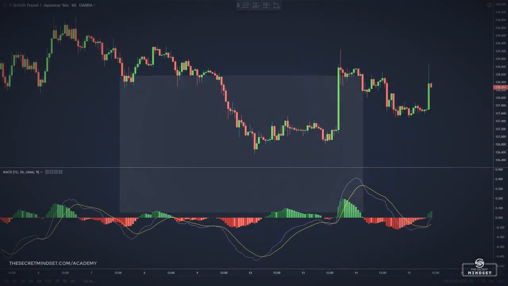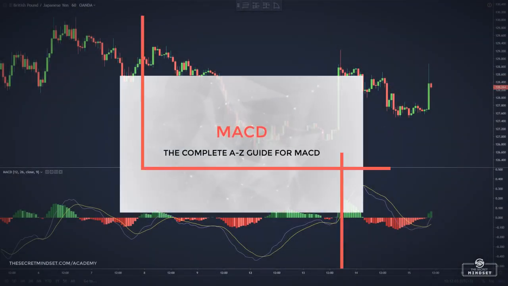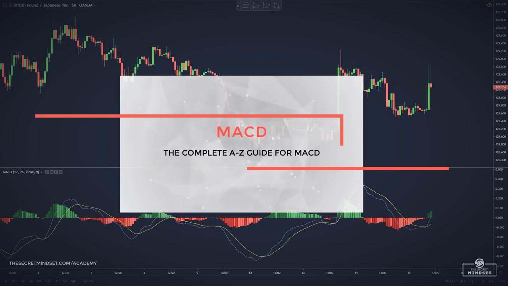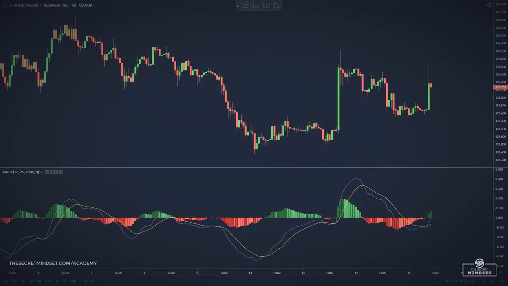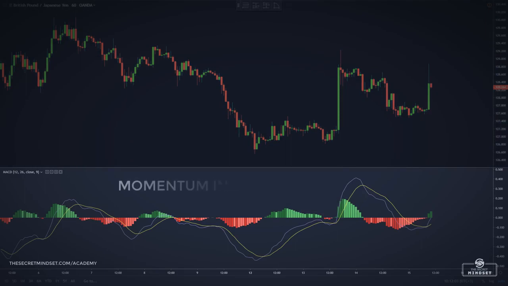The MACD is one of the most popular and broadly used indicators for Forex and stock trading. MACD stands for Moving Average Convergence Divergence because it requires moving averages as its input. The MACD is one of the simplest and most effective momentum indicators available.